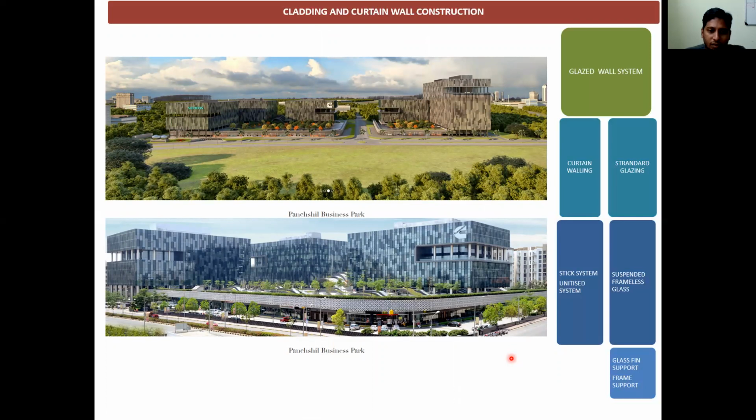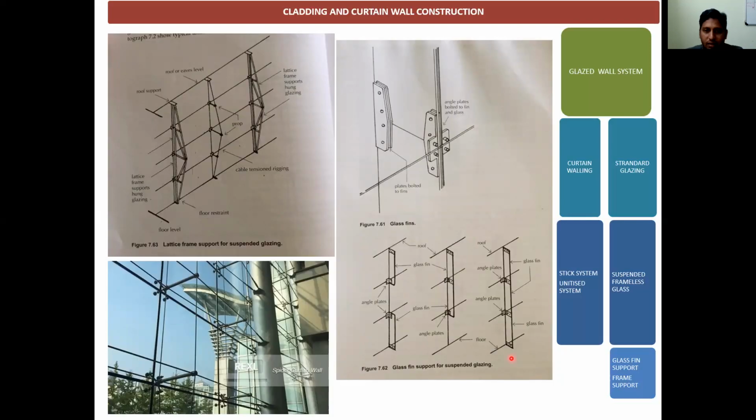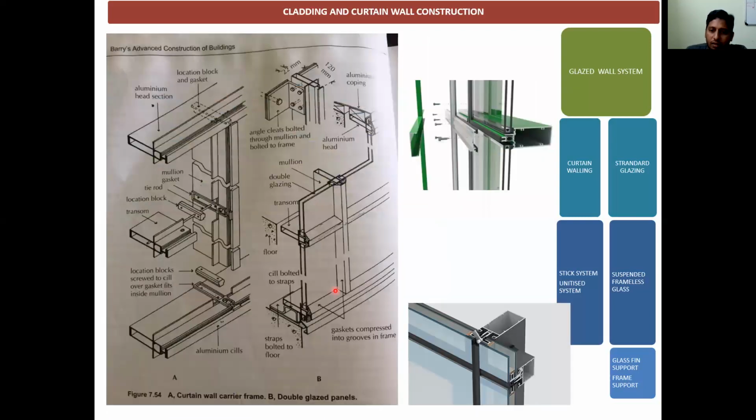This is one excellent example, at Pune, the Panchashil Business Park, which is situated in Baner. This structure is completely constructed in this vertical fin system. In fact, a number of buildings around this area are constructed in this type of lattice girder system. Some buildings are constructed in this type of square grid system.